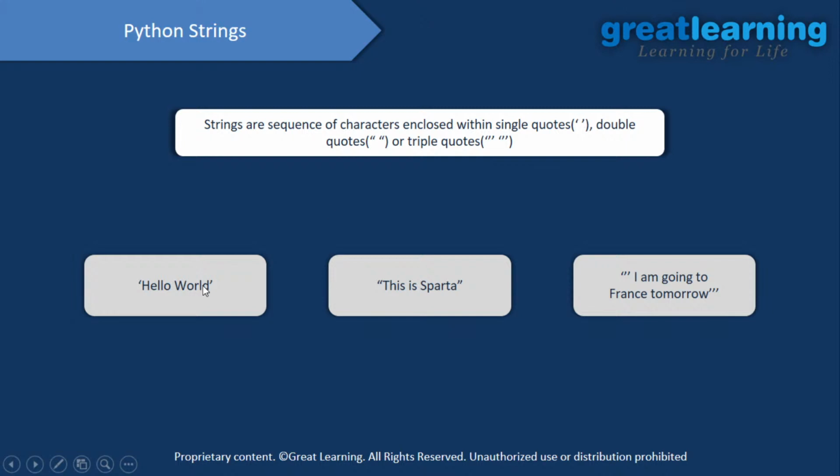Over here, as you see, we have created a string called hello world, and this is in single quotes. And over here we have created a string called this is Sparta, and this is put in double quotes. Now if we want to create a multi-line string, we can use triple quotes. So as you see, I am going to France tomorrow is put inside triple quotes over here. So this is how we can work with strings.